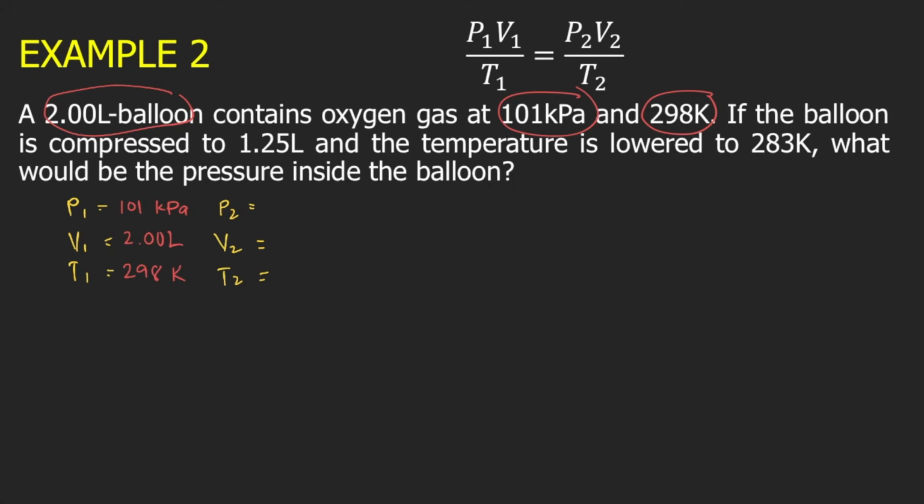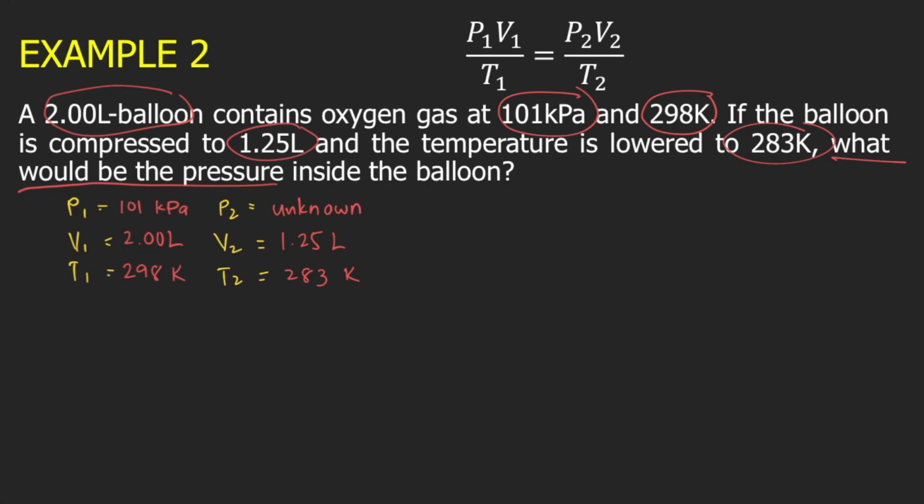P2 is not given in the problem. Actually, it's the missing variable because the problem says what would be the pressure. So we are looking for the final pressure. V2 is given, 1.25 liters, and T2 is also given, 283 Kelvin. So it's already in Kelvin, so no need to convert it anymore. Let's proceed to the substitution.